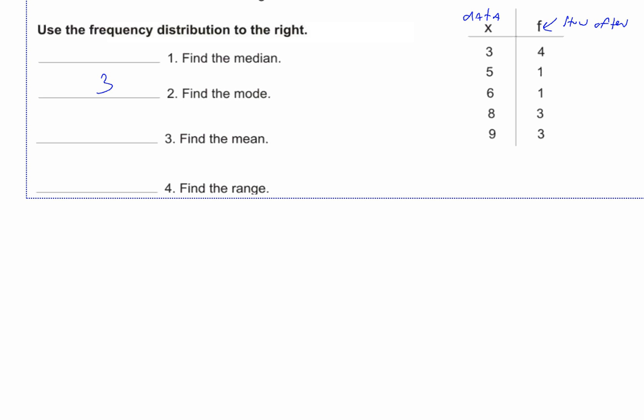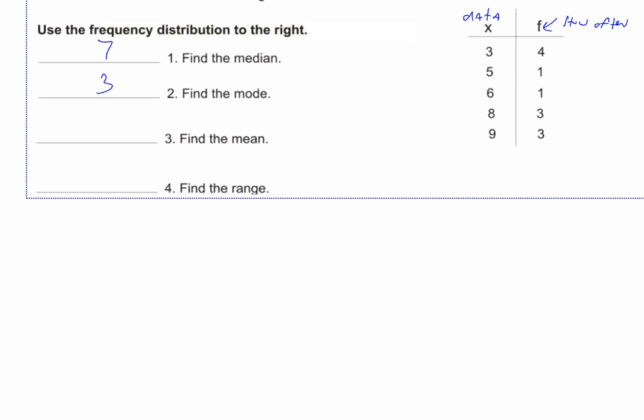Now again, to find the median, be careful. There's 4, 5, 6, 9, 12 pieces of data. So again, you've got to average the 6th and the 7th piece of data. The 6th is a 6. The 7th is an 8. So average 6 plus 8. What do you get? 7. That's going to be the median on this one.